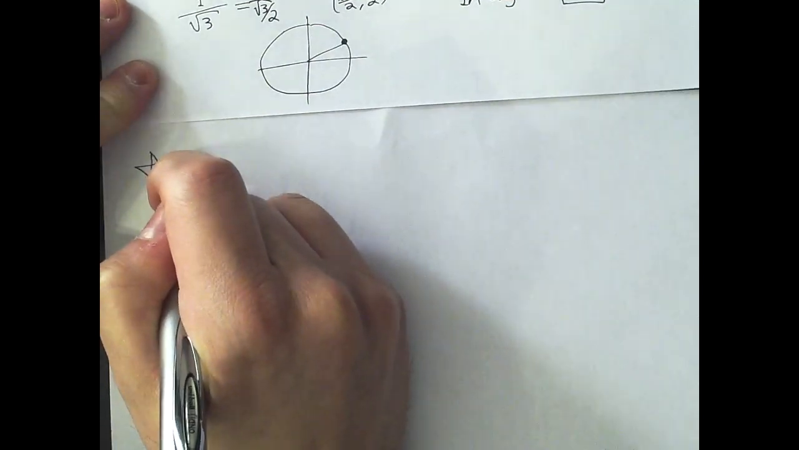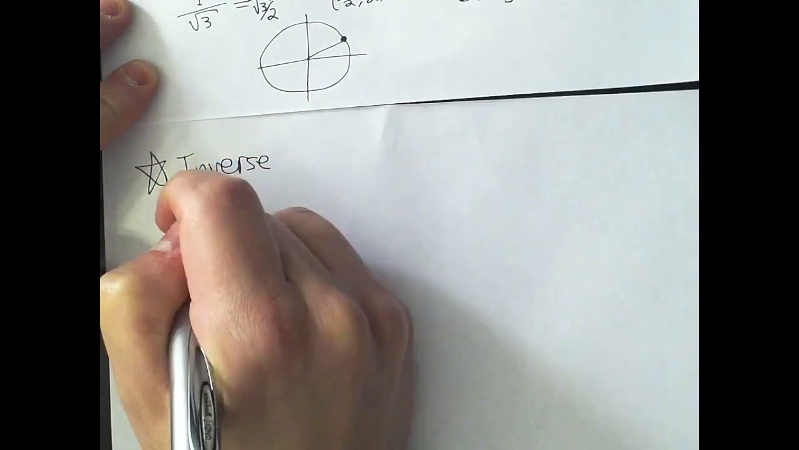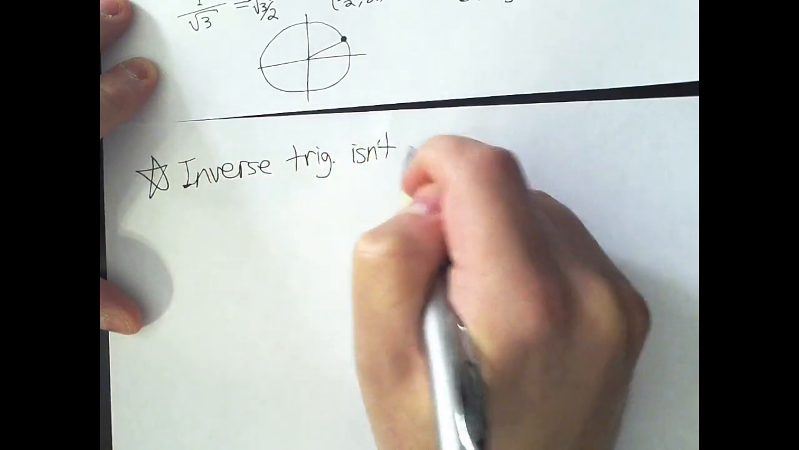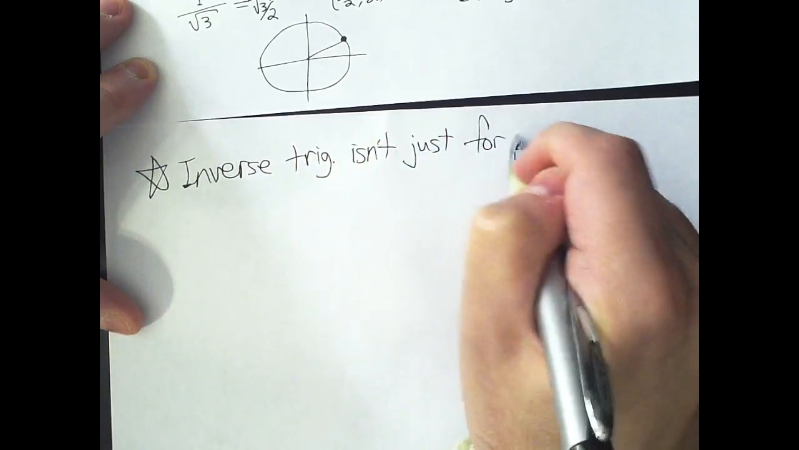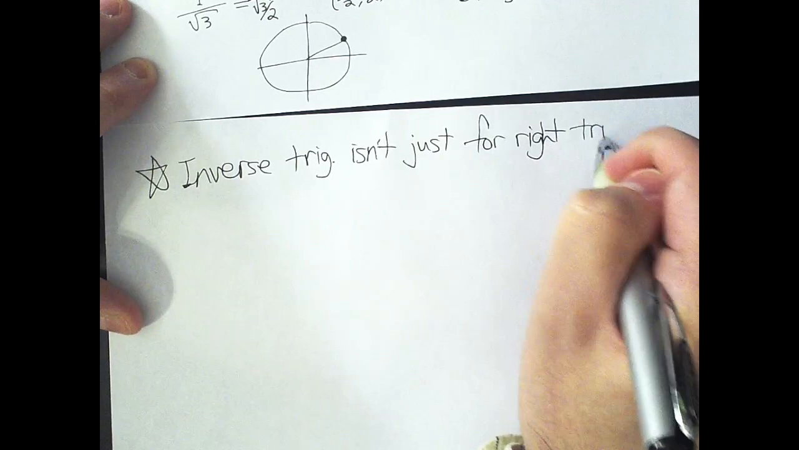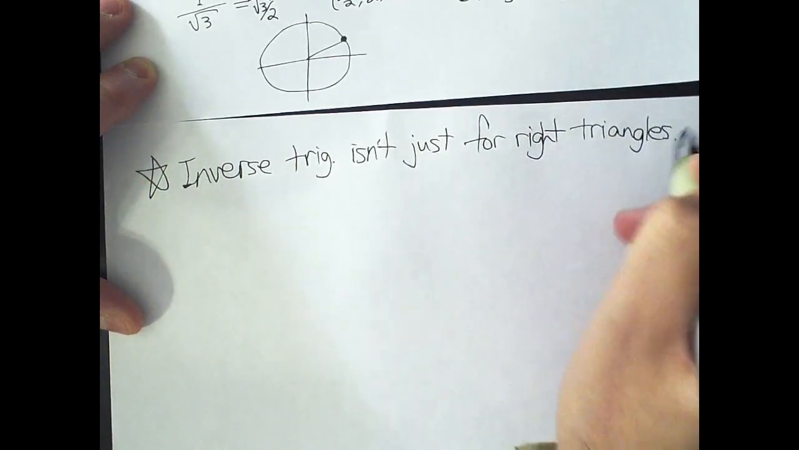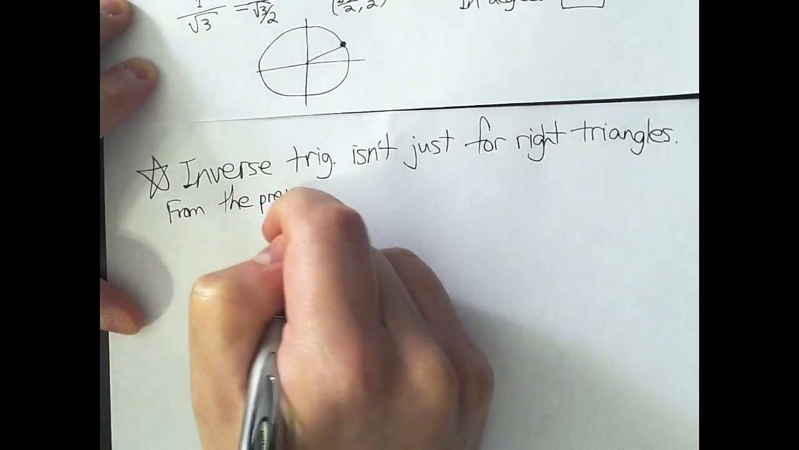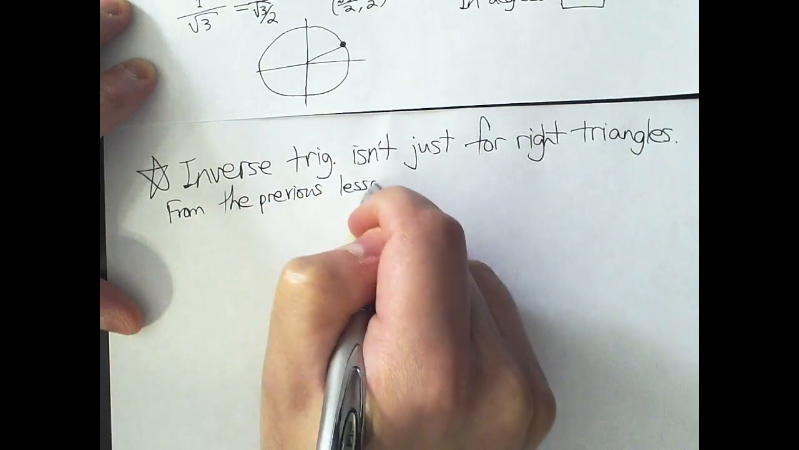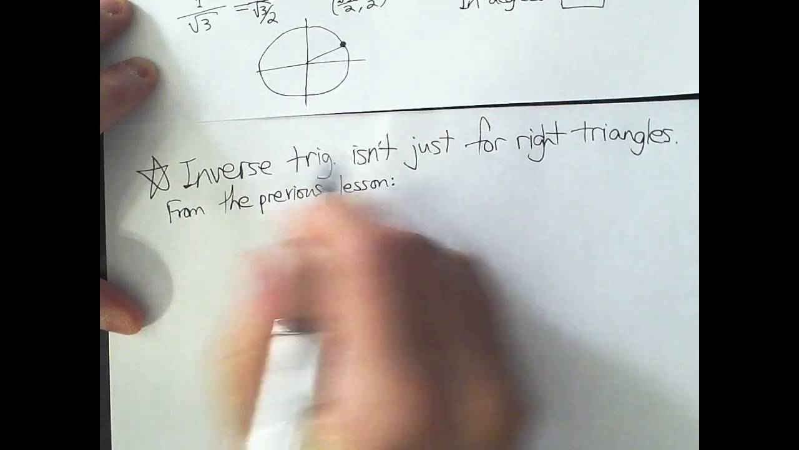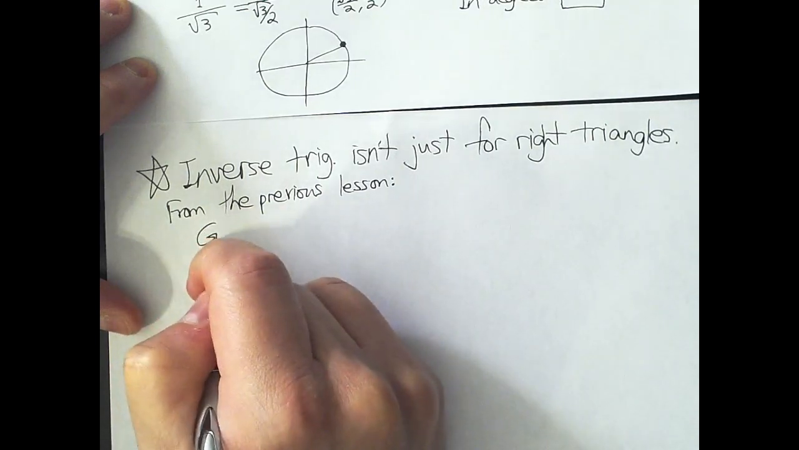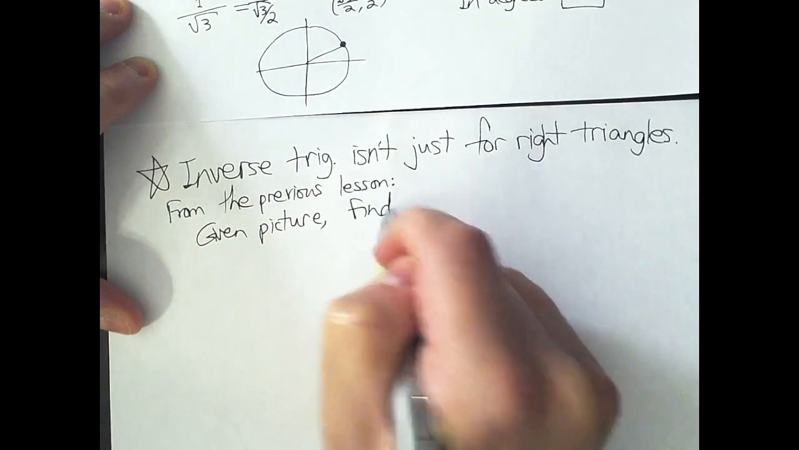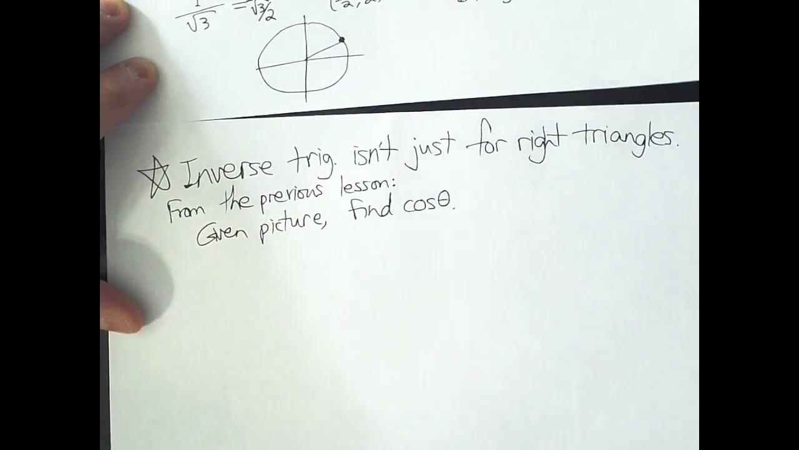I want to tell you something. I want to tell you that inverse trig isn't just for right triangles. You know, there are other triangles to consider. From the previous video, or the previous lesson, we had a problem that said, given the following picture, find cosine of theta. All right, let me draw this picture.